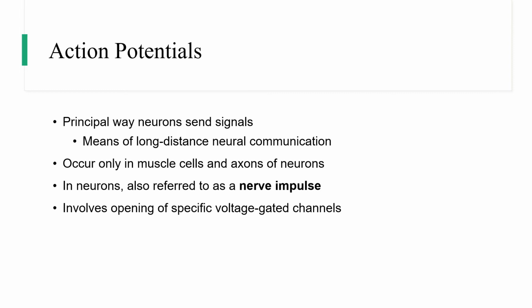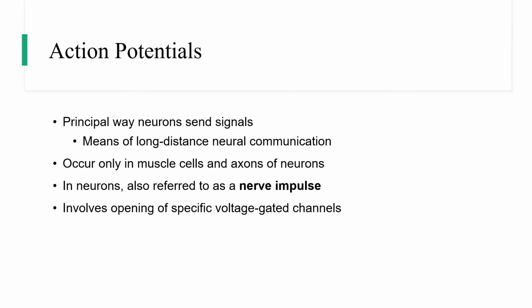So now we're going to discuss action potentials. Action potentials are the way that neurons send signals from one area of the body to another. We have neurons throughout our entire body. We're able to communicate from our brain to the tips of our toes, and this is going to allow for long distance neural communication.